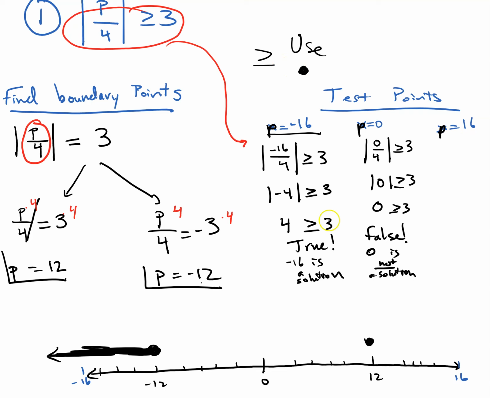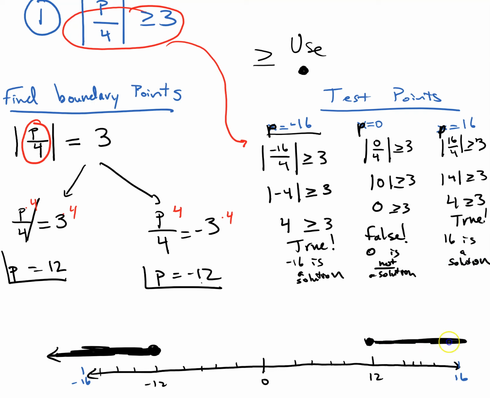All right, and now let's test p equals 16. It's basically the same math right here. So here's the speedy version. Plug in 16. Divide by 4. Absolute value of 4 is regular 4. And just as with the other one, this is a true statement. So the number I plugged in, 16, is a solution. And what does that tell me? That tells me all the numbers in this region, region number 3, these are going to be solutions. 16 was our test point for that region.